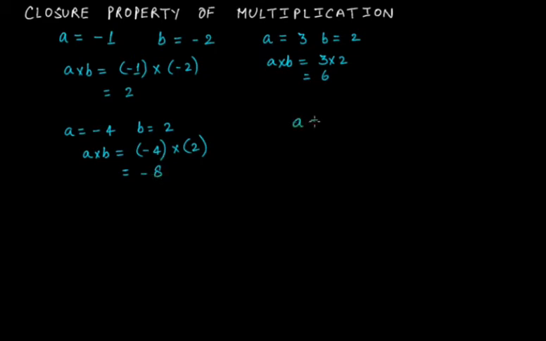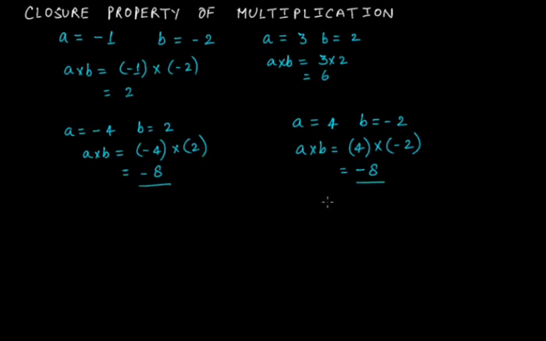What about a is 4 and b is -2? Here a is positive and b is negative. So a times b will be 4 times -2. Now since there is only one negative integer involved, again this product will have a minus sign, will be negative, and this will be -8. Again -8 here, -8 here. These both are negative integers.